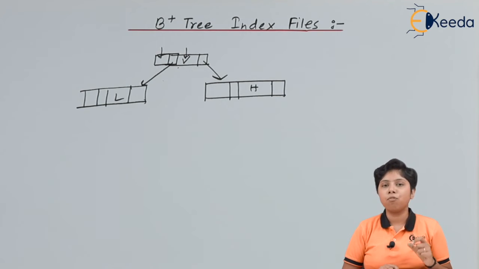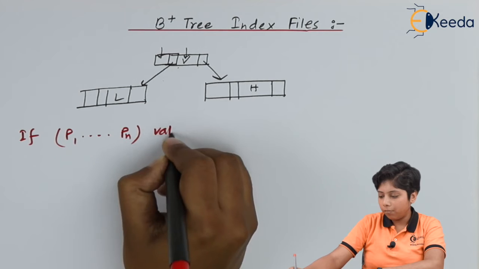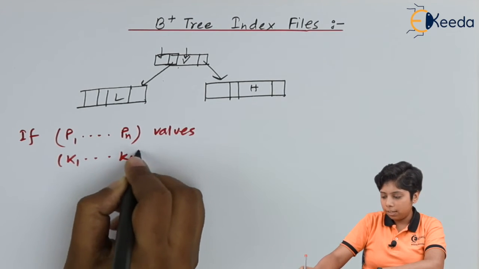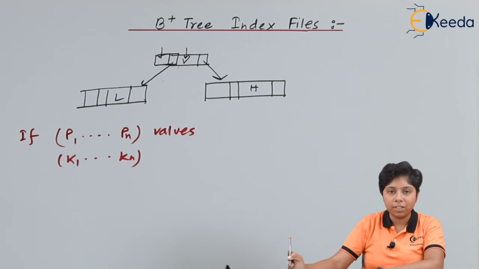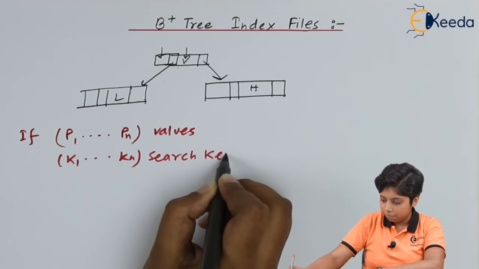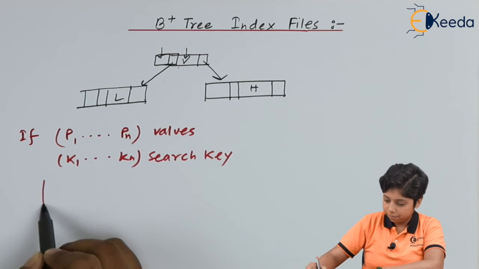Now let us look at a formal relational structure of a B plus tree. If P1 to Pn are the values stored in an index key, and K1 to Kn are the search keys on an index tree, then the B plus tree on a simple basis looks like this with n equals 1 pointers.